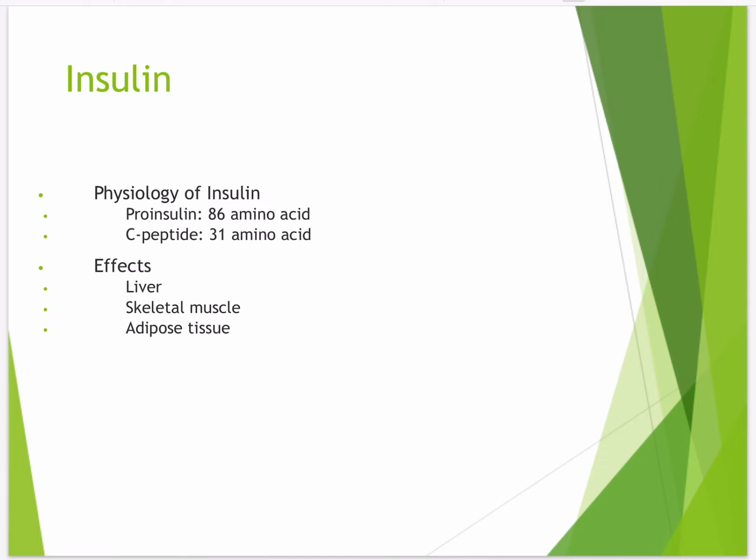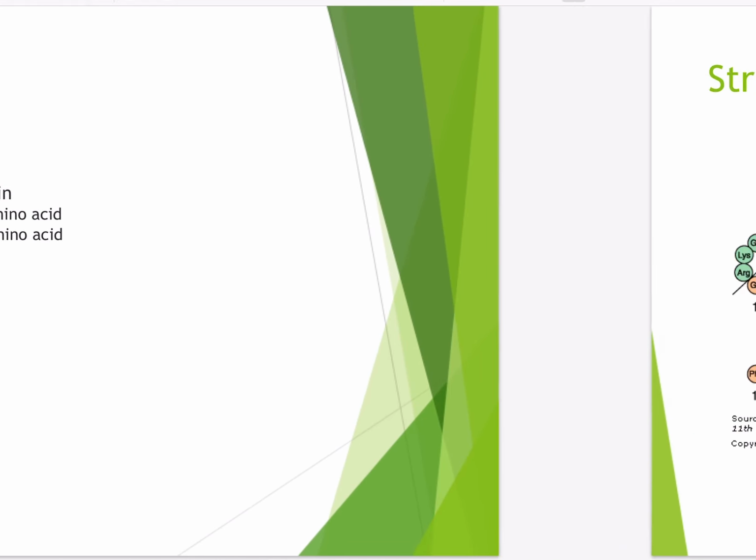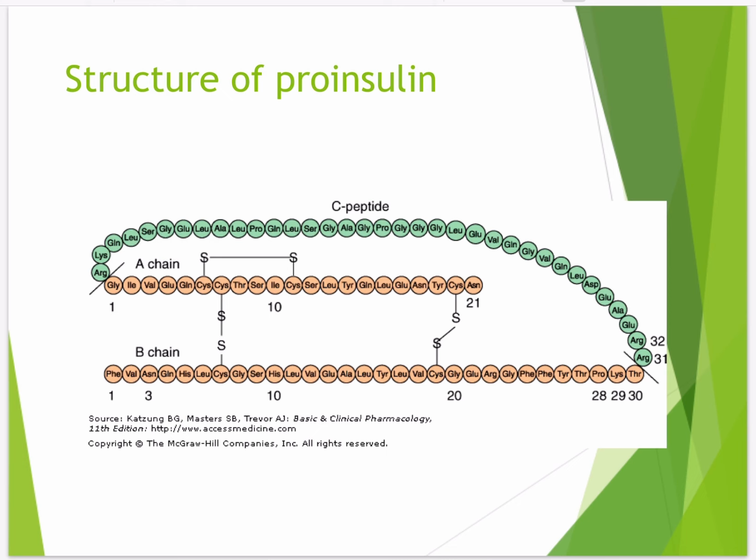Before I start the pharmacology of diabetes mellitus, I would like to explain about insulin. When insulin is produced by the beta cell, it is proinsulin, and it has 86 amino acids. As you see in this structure, it has 3 parts: the A chain, the B chain and the C chain. This is proinsulin, which is in inactive form.